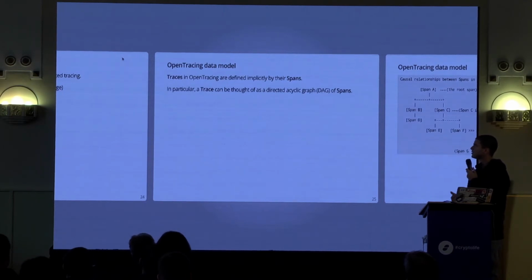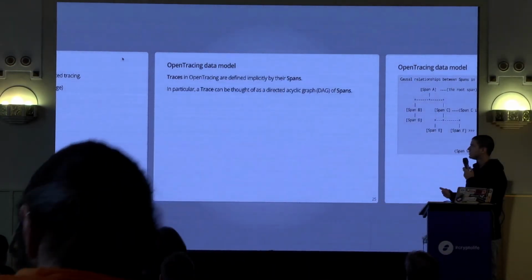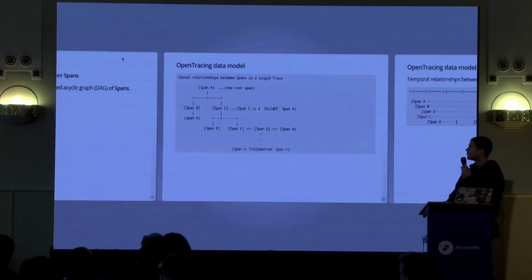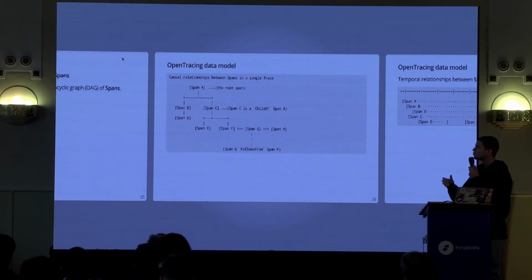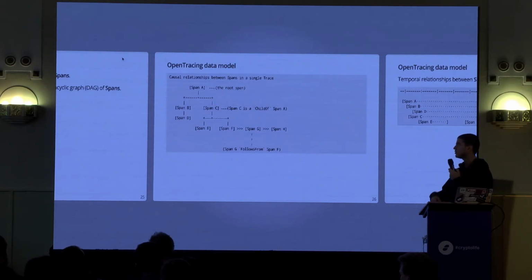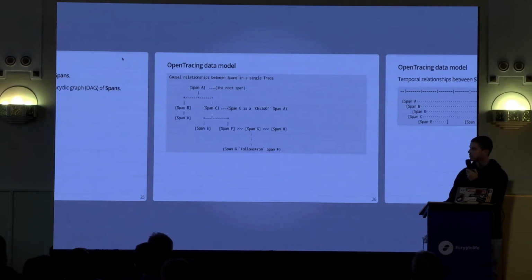So I'll go quickly through the OpenTracing data model. Traces are defined implicitly by their spans, and a trace can be thought of as a DAG of spans. This is what it looks like: you have one root span, and then a lot of children of that span. Let's say your request comes into the system, you create your root span, and then within the internal subsystems of your process, you just attach spans to the parent root span. That's how the relationships between spans look in a single trace.